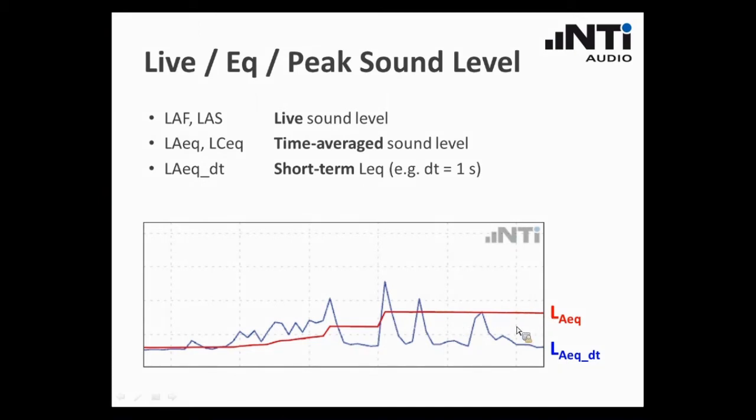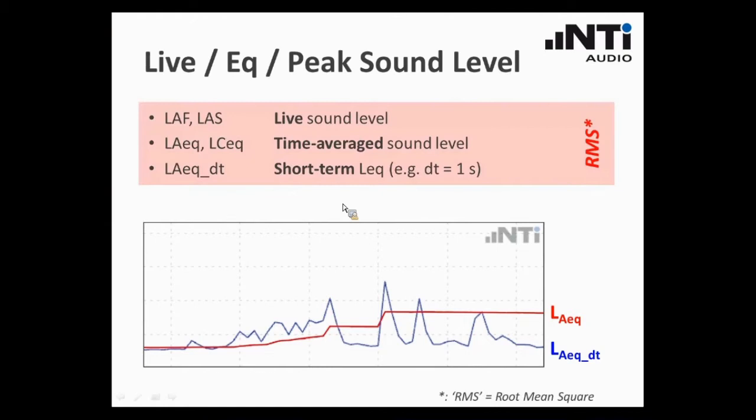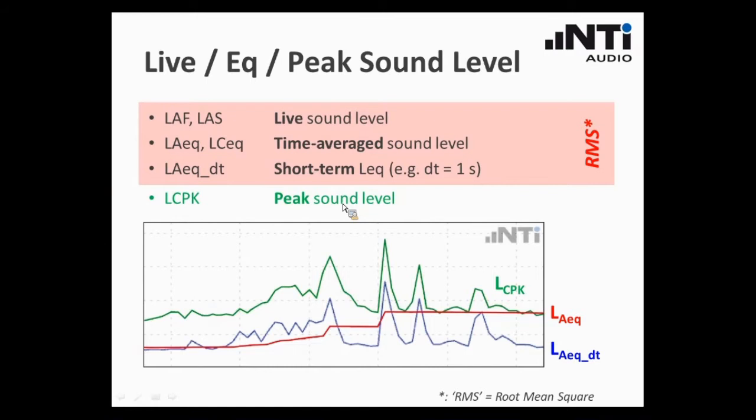What is important to keep in mind is that these three levels are RMS, root mean square levels, and that refers to the calculation method to get to these levels. It is important because there is a fourth one, the peak sound level. That is calculated in a different way. It is not an RMS calculation behind that. That is also the reason why the peak level will always be higher than the LAF, the LAS, whatever you look at.